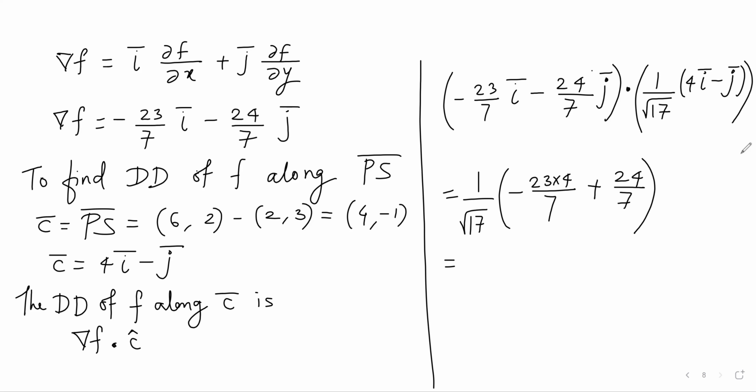Can anybody tell me? Minus 73 by 7 root 17. Okay, thank you. So it is minus 73 by 7 root 17, and that's your final answer.